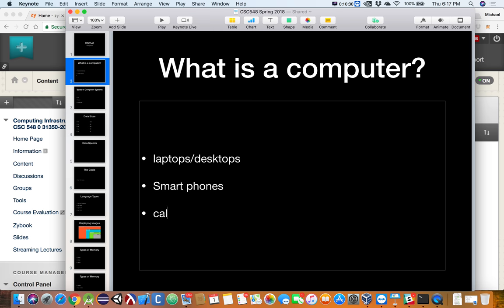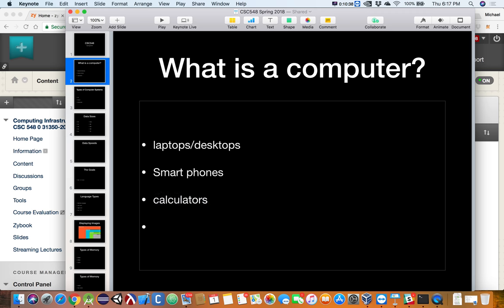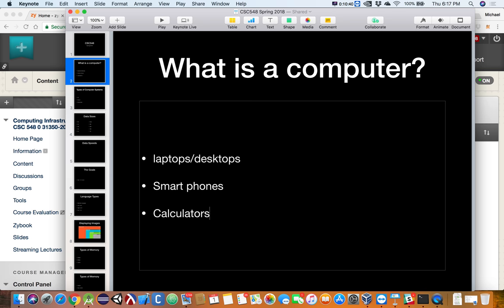Okay, calculators. Certainly graphing calculators would be kind of like our smartphone version of it, where a normal, plain Jane calculator would technically still be a very domain-specific type of computer.